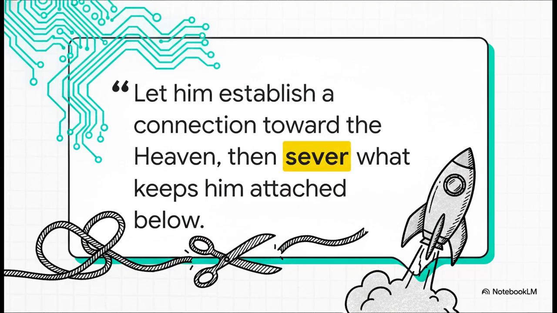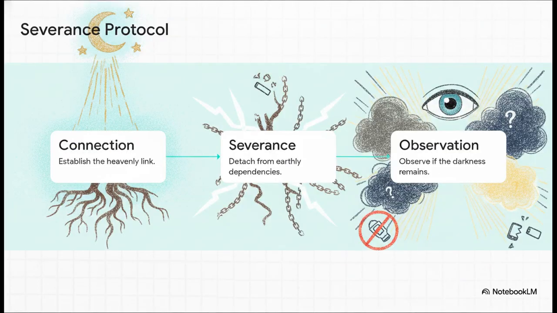And here's the kicker. According to the structural analysis, this is absolutely not a metaphor. It is a highly specific, operational test of the very reality we rely upon. It actually breaks down into a literal 3-step protocol. First, connection, or sabab. You establish the heavenly link. Second, severance, or qaṭʿ. You must actively detach from your earthly dependencies. You cut the ties to all the things you thought were supporting you besides Allah.